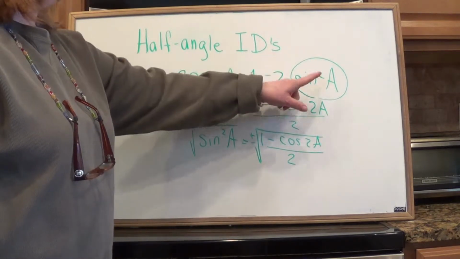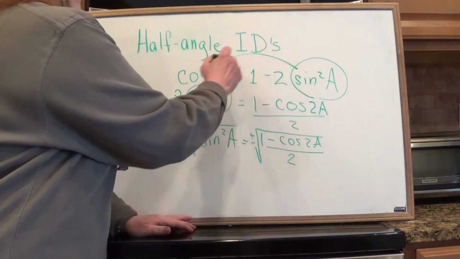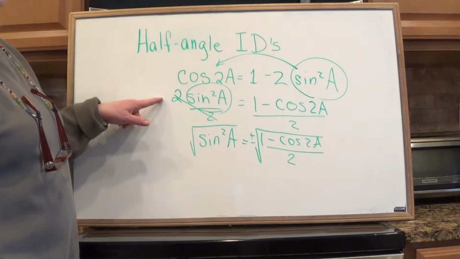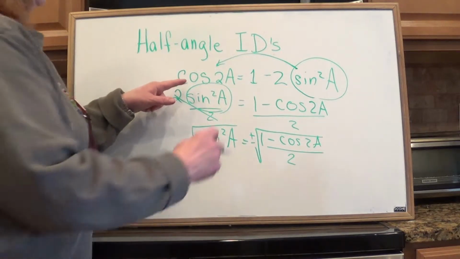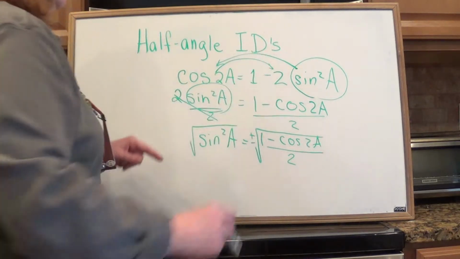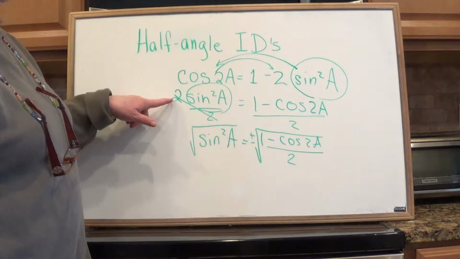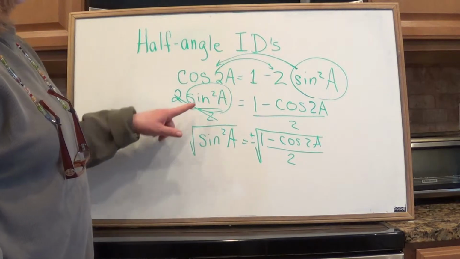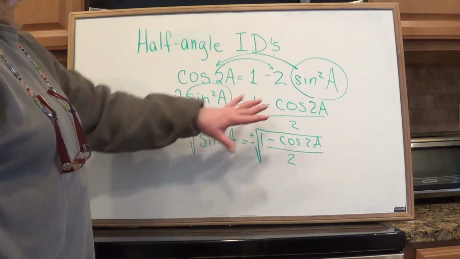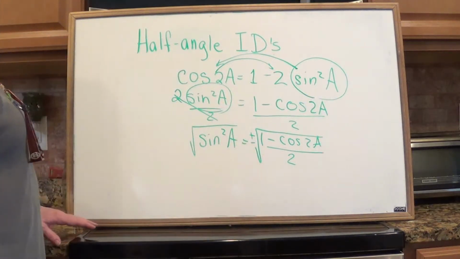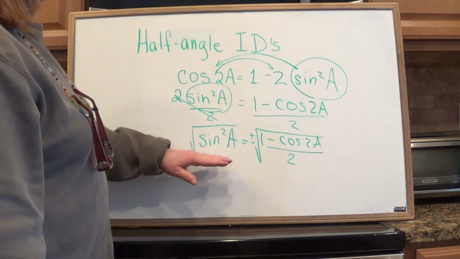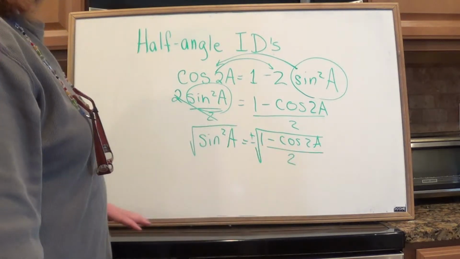To get this by itself, I moved it over to the left by addition, where it became positive, and I moved the cosine of 2a over to the right, where it became negative. And then all I had left was a 2, and I divided both sides by 2, and I got the square. Now I'm going to go from sine squared to just sine. So join me and take the square root of both sides.